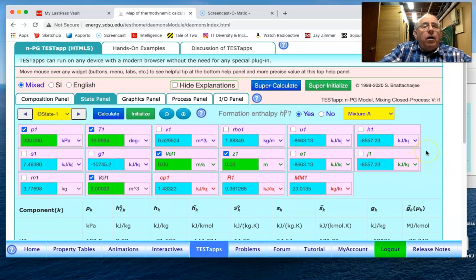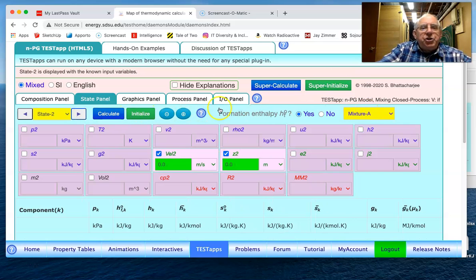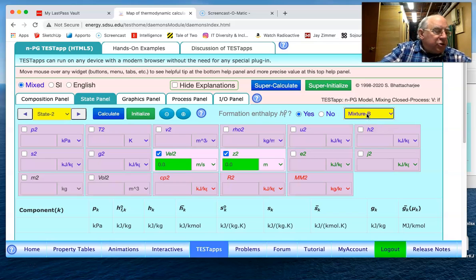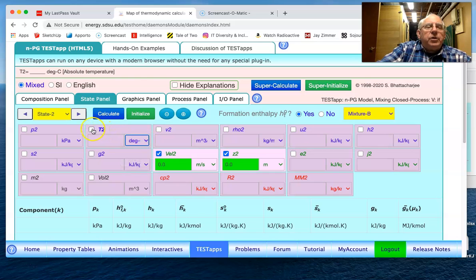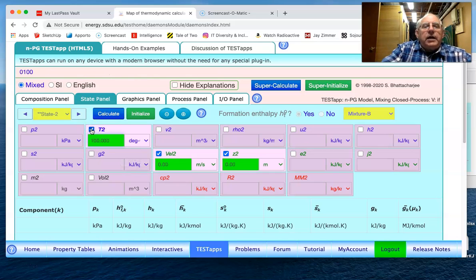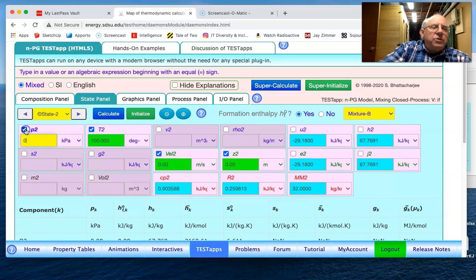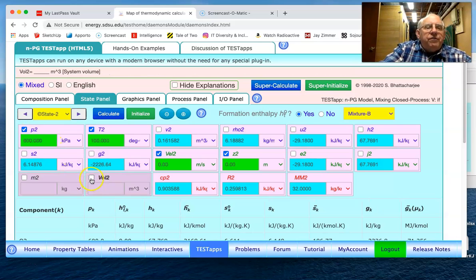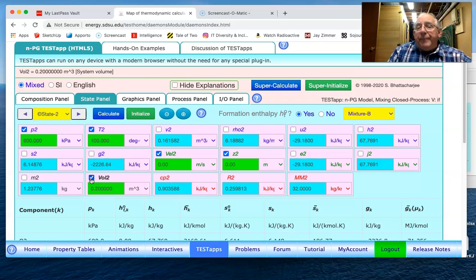Okay, so we've gotten our mixture A in. Now we can go and select state 2, and state 2 is going to be mixture B. And mixture B is just the oxygen that's in that right-hand side. And what we know from the input, we know that the temperature of that side initially is 100 Celsius. And we also know the pressure is a fairly high value of 600 kPa. We also know the volume is 0.2, and so 0.2 cubic meters.